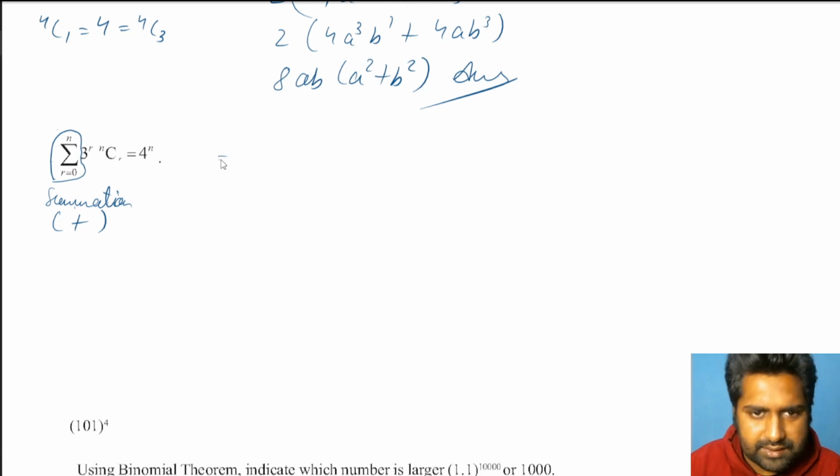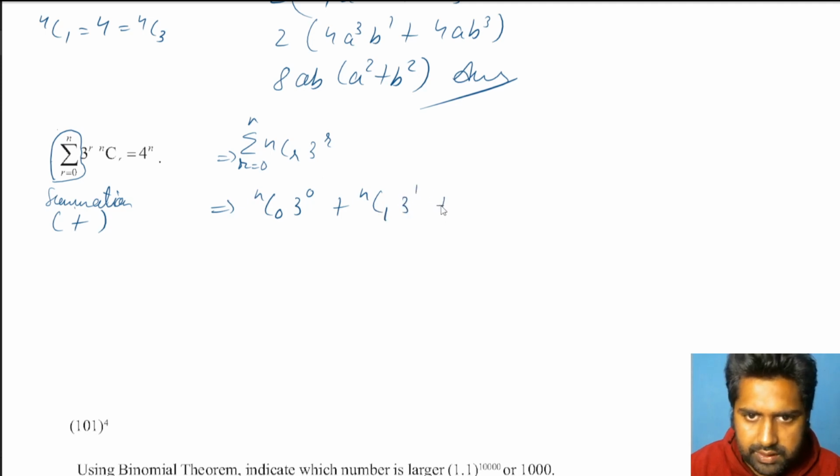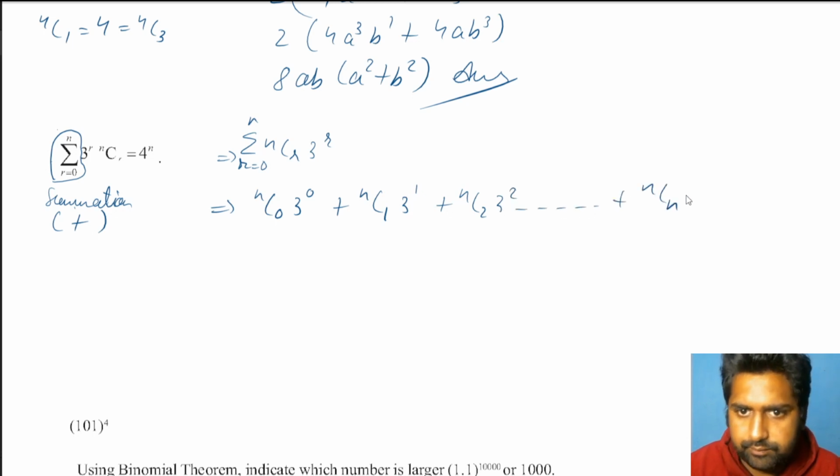So I'm just rewriting this. I'll write nCr first and 3 raised to power r later, and then summation r equal to 0 to n. So this means we first put 0. So nC0, this becomes 3 raised to power 0. Then add, then put r as 1, nC1, 3 raised to power 1. Then again put nC2, 3 raised to power 2. Keep putting the value till you reach n. 3 raised to power also becomes n.